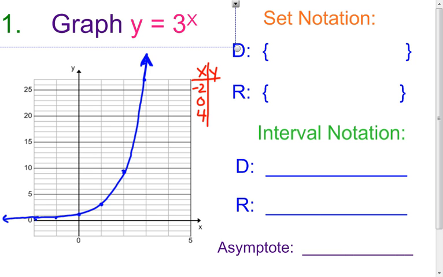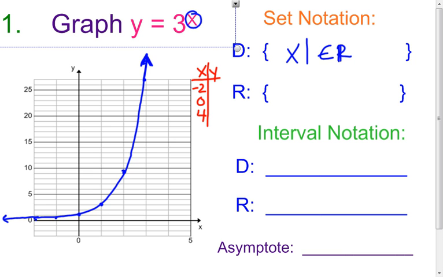All right, so your domain is what your x values can be. So think about, is there any number that you can't plug in as an exponent? You can plug in 0, you can plug in fractions, you can plug in square root symbols, you can plug in really big numbers, really small numbers. It does not matter. There is not a number that you can't plug in for your x values. And so your domain would be all real numbers.